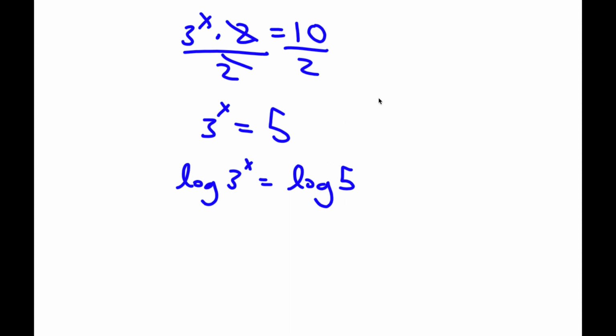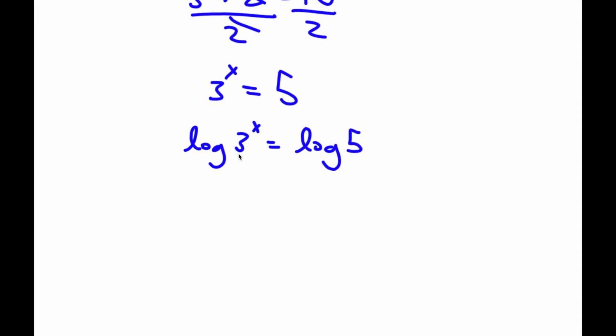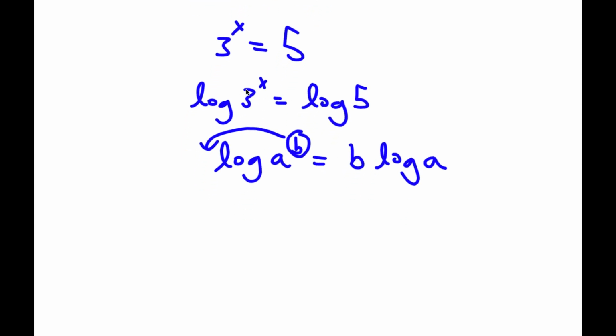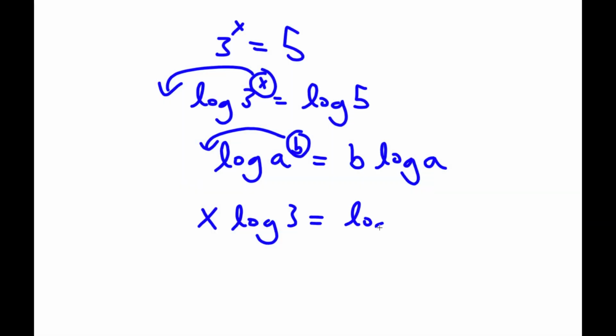And now an important property of logarithms is that if I have something in the form log a to the power of b, I can actually move this exponent b to the front of the logarithm. So this would equal b times log a. So in this case, I have log 3 to the power of x. I can move my exponent x to the front. So I'd have x times log 3 is equal to log 5.